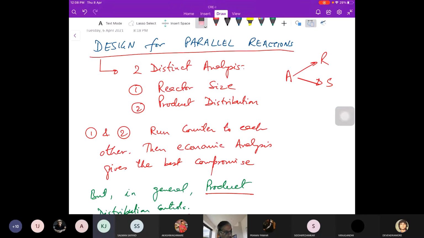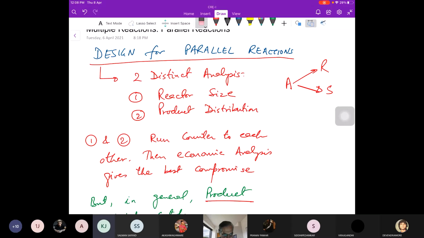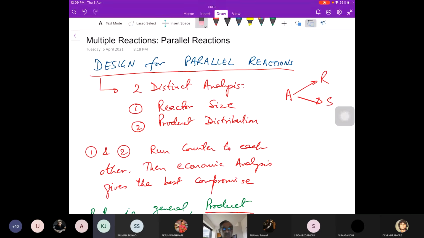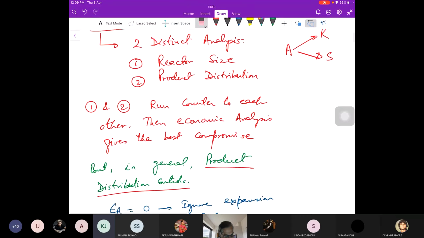And many times in industry you have a lot of parallel reactions, side reactions जिसको बोलते हैं, जो undesired reaction होता है, and we want to minimize the undesired product which is not valuable. You want to maximize the valuable product. So in this case there are two distinct analyses. One is reactor size, which you already done. Then second is product distribution. So how do you maximize R and minimize S? That is called product distribution.